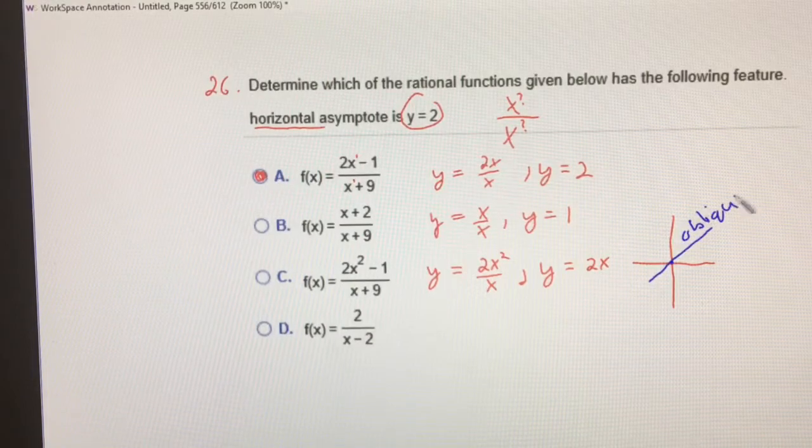So the rule is, if the degree of the top is bigger than the degree of the bottom, that will not give us a horizontal. That will give us an oblique asymptote. Now, this one, the degree of the top is smaller than the degree of the bottom. That's going to give me y equals 0 as my horizontal asymptote.